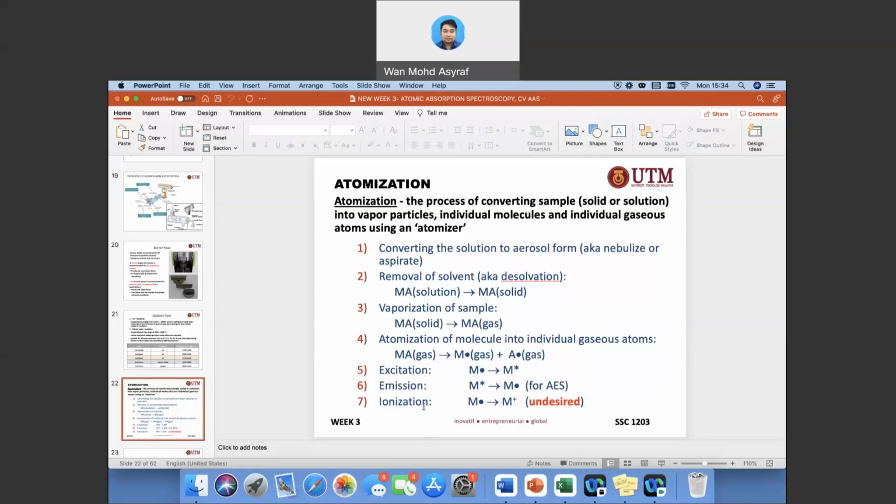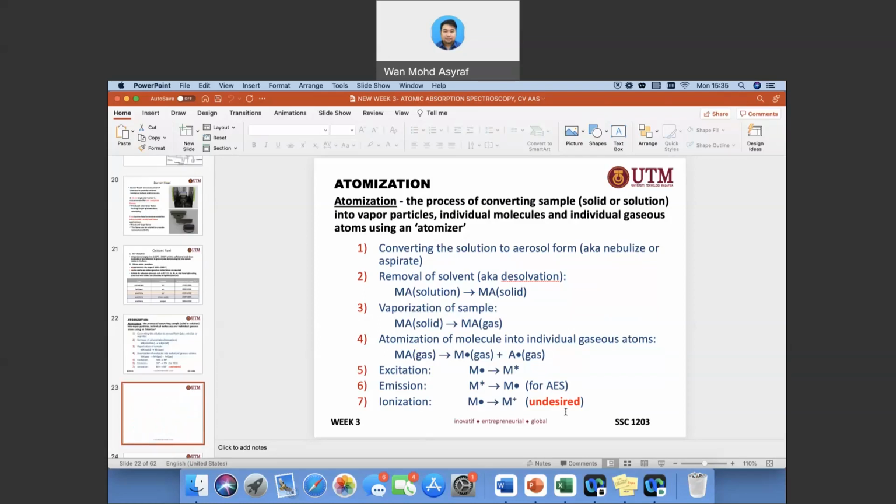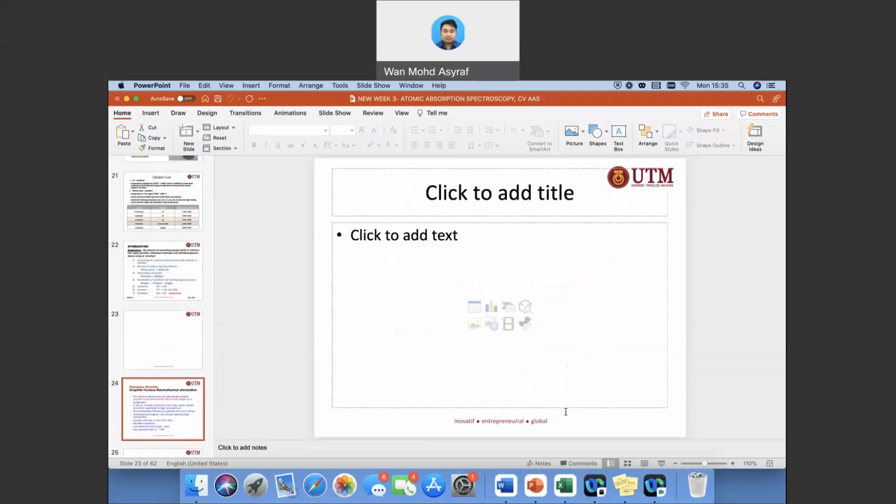And then the seventh step, which is ionization, which is undesired for our analysis. It doesn't matter whether this is absorption or emission, but ionization we don't want. But sometimes it will happen inside your atomization process.